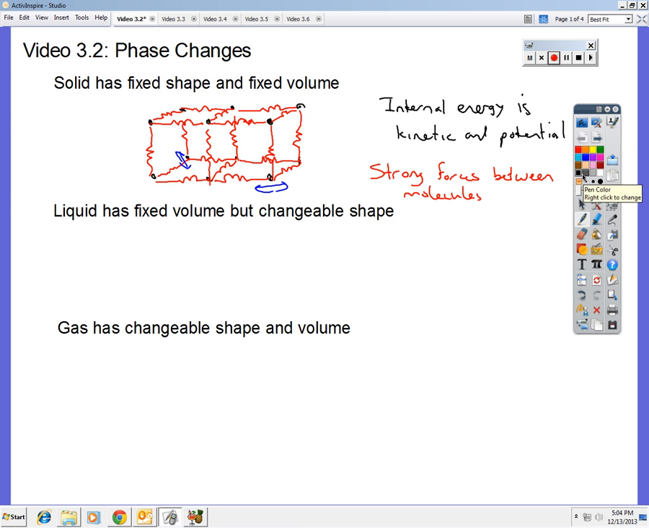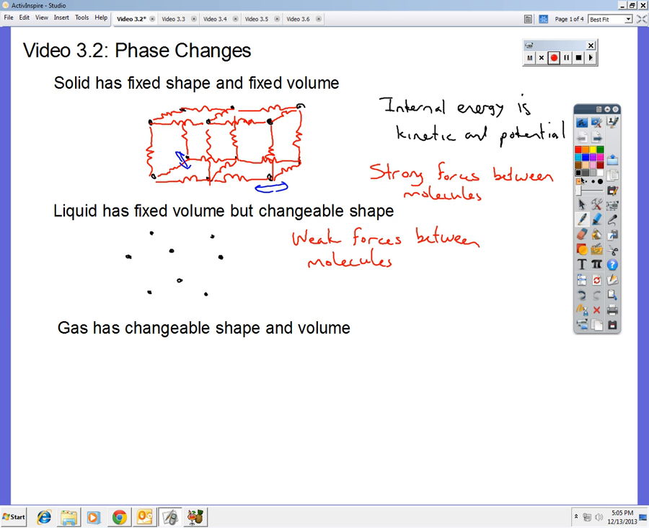Now in a liquid, you have fixed volume, but it has changeable shape. The idea is that the molecules are still packed close together, but the bonds between them are no longer as strong, so the molecules can move long distances. So there are only weak forces between molecules. And there is still kinetic and potential energy in the internal energy, but potential energy is less important for liquids than it is for solids.